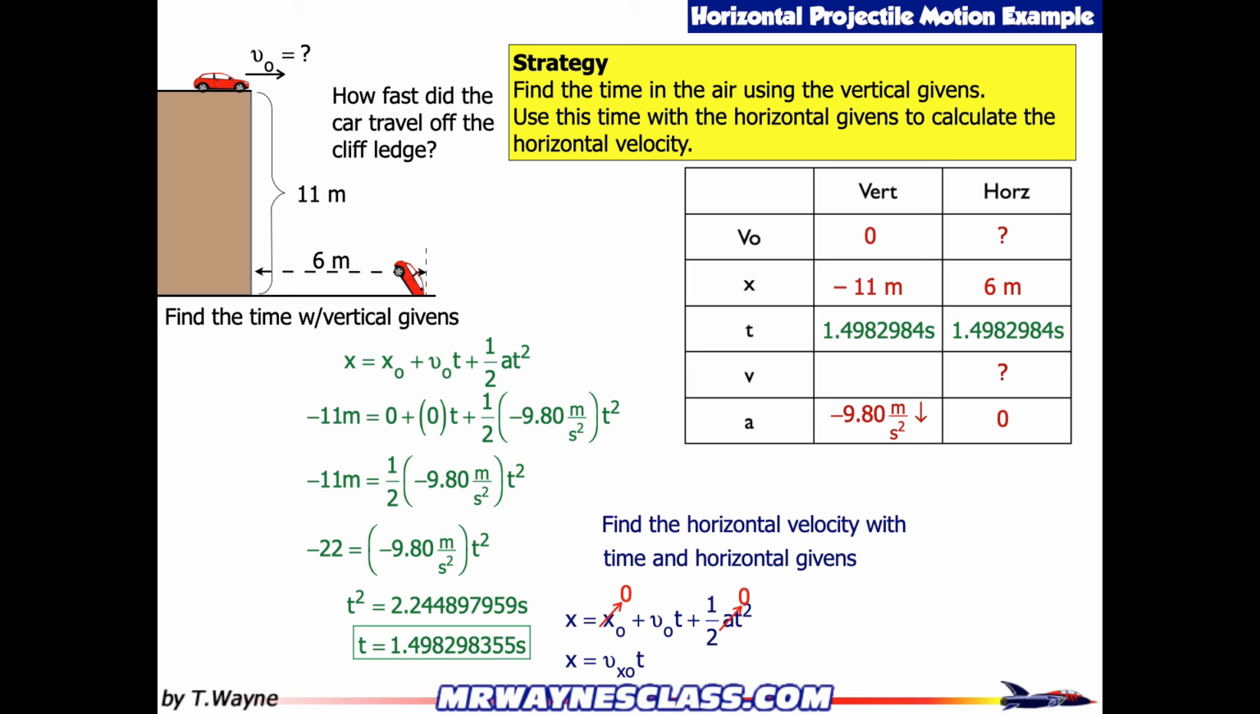Now I'm going to isolate the horizontal velocity. That's going to be the horizontal distance divided by time. Put in my numbers. So I'll put in 6 meters divided by the time I just calculated. And I get my horizontal velocity to be 4 meters per second. So that's going to be the horizontal velocity.